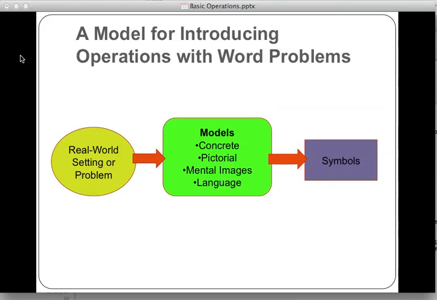So when we go from concrete to abstract, in this case we're talking about concrete objects, we're talking about semi-concrete, which is pictures. Mental images are used as semi-abstract, and the actual language, like the addition sentence or the multiplication process, is the abstract, which results in symbols or answers. That's concrete to abstract in this case.